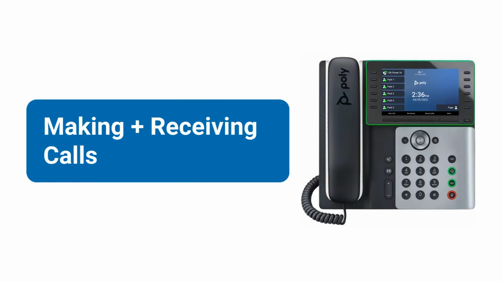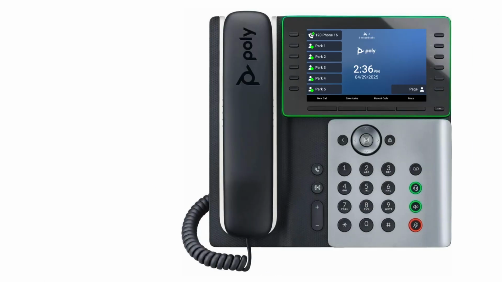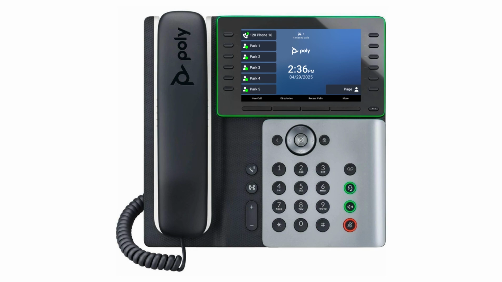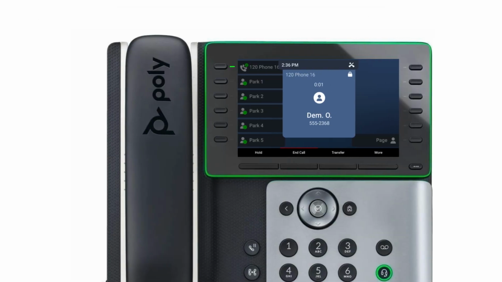Making and receiving calls. To dial an outbound call, you do not need to dial 9. Simply begin dialing the number by entering a phone number on the keypad and pick up the handset, or press the speakerphone button to start the call. Call information such as the dialed number and call duration will be visible on the screen. You will have access to additional soft key options while in your conversation.